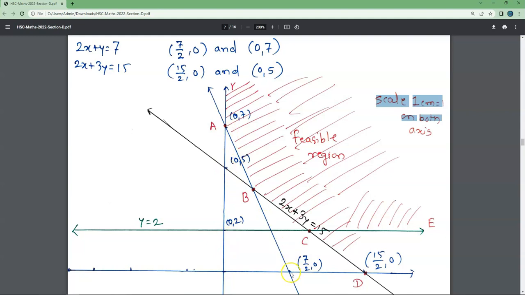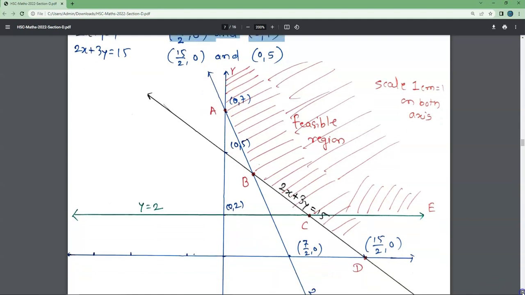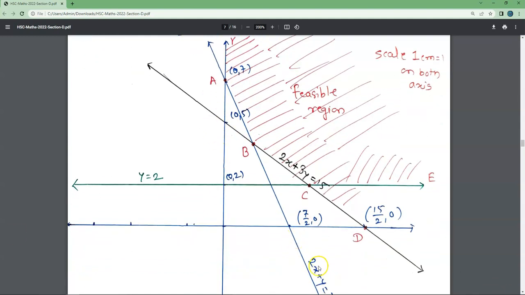Then 7 by 2, 0 will be this point, and 15 by 2, 0 will be this point. Now let's join these 2 points. 7 by 2, 0 and 7, 0. मग आपण हे जॉईन केलं. So this is the first line. 2x plus y is equal to 7.